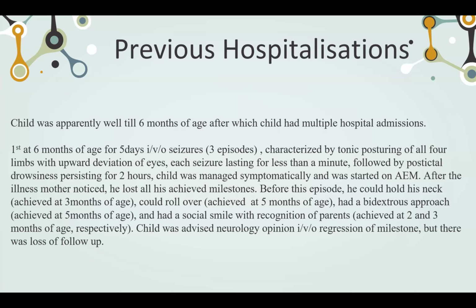After the illness, mother noticed he lost all his achieved milestones. Before this episode, he could hold his neck, which was achieved at 3 months of age, could roll over, which was achieved at 5 months of age, and had a bidextrous approach, which was achieved at 5 months of age, and had a social smile with recognition of parents, which were achieved at 2 and 3 months of age, respectively. Child was advised neurology opinion in view of regression of milestones, but there was a loss of follow-up.